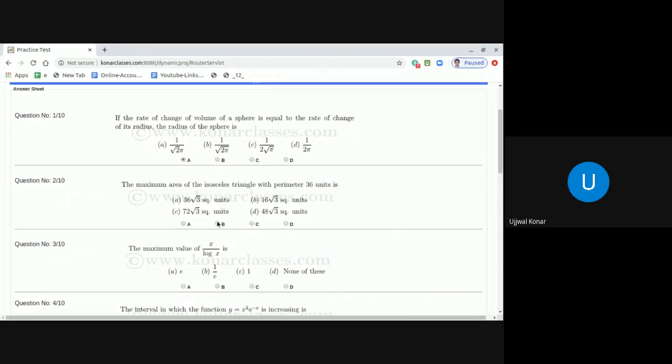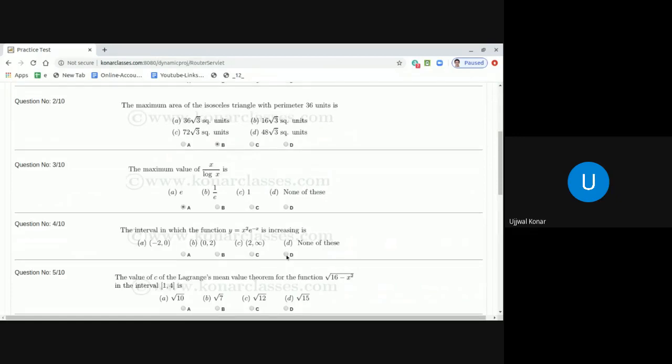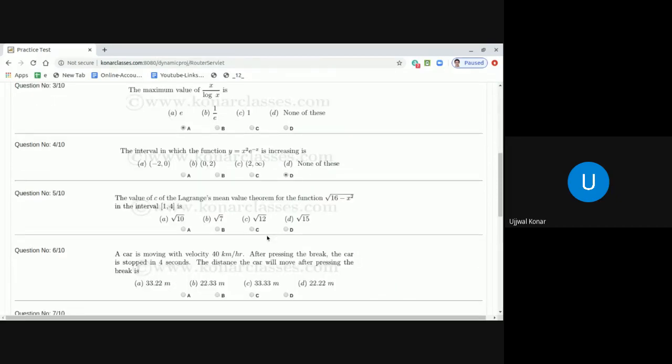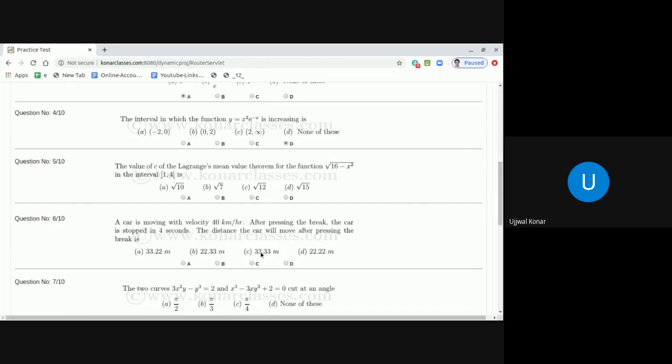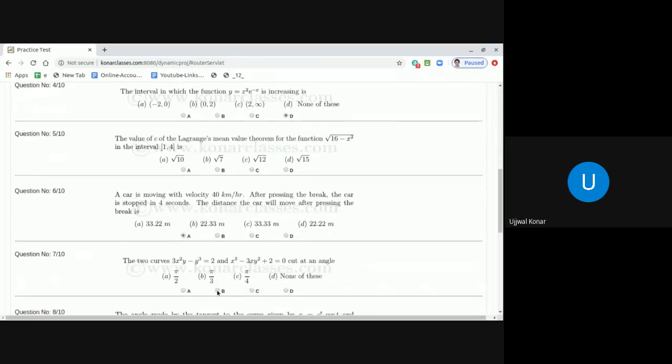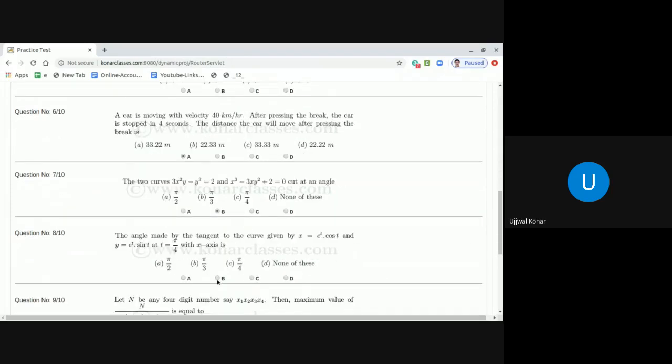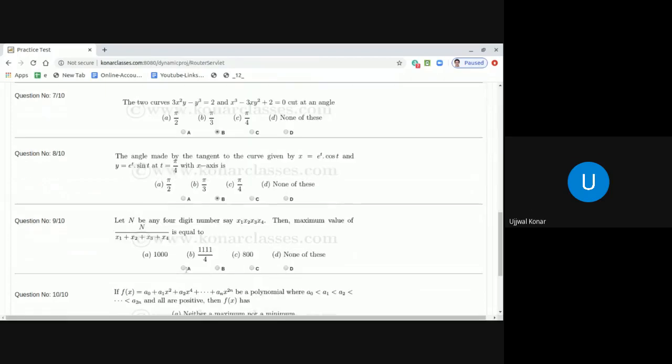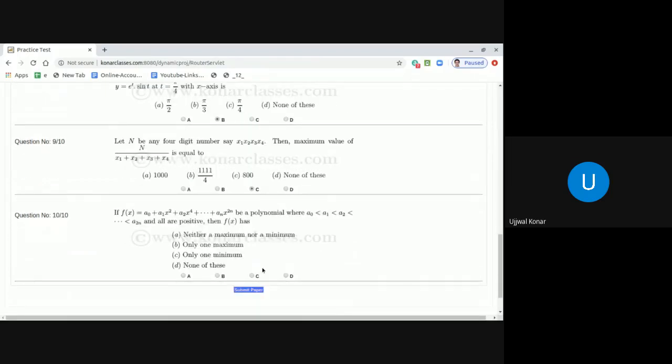Suppose this answer A, this answer B, this answer A, this answer you give D. Question number 5, suppose you do not know, do not answer. Question number 6, you give A, then you give B. Suppose question number 8, you give B. Question number 9, you give C. And question number 10, again, you are not aware of. Once all these questions are answered, then you click on submit paper.